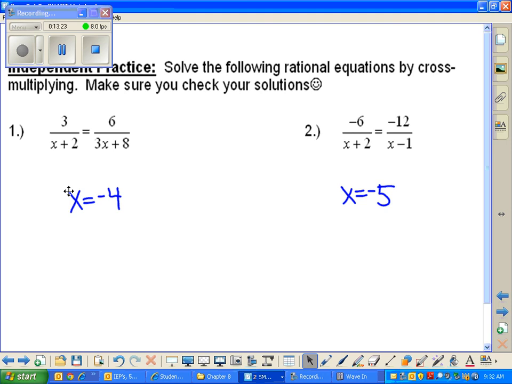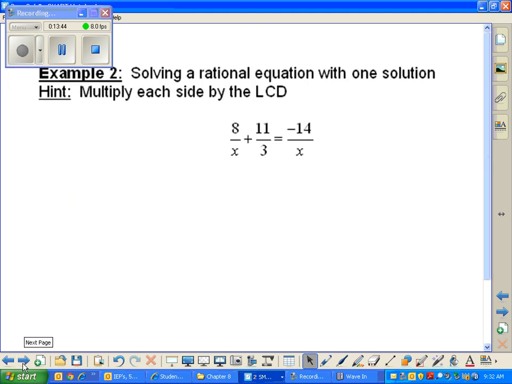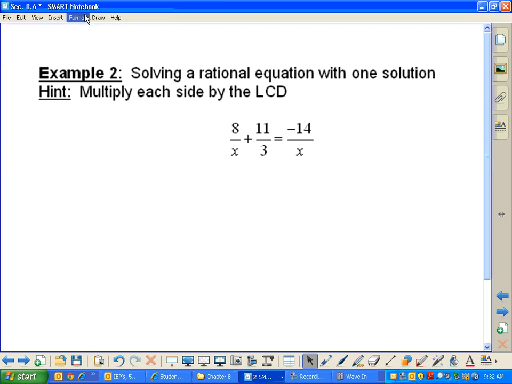To be honest with you, the ones on your homework assignment aren't necessarily this easy. So I wanted to kind of give you some tougher proportions to look at and to bridge the gap between today and tomorrow. I wanted to just briefly talk about example 2. You might notice as you look at example 2, we are asked to solve this rational equation and it says it's going to have one solution. So we are going to have to check to see if there is an extraneous solution for this particular problem.